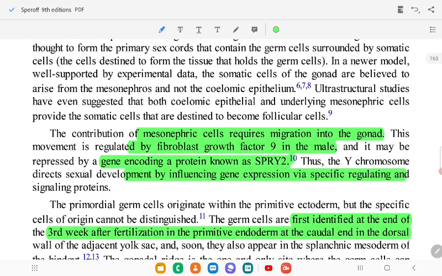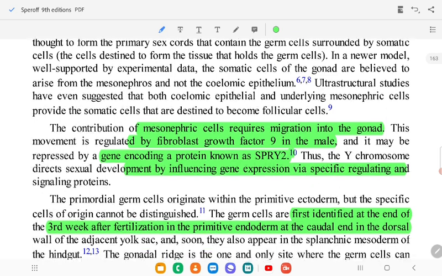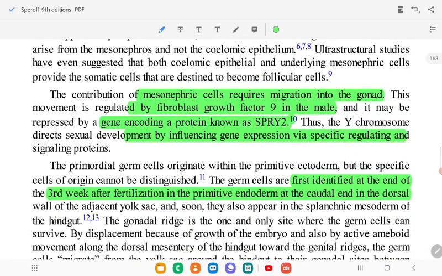Thus, the Y chromosome directs sexual development by influencing gene expression through specific regulating and signaling proteins. So the Y chromosome is very, very important. If the Y chromosome is absent, the gonad will follow the default sex, which is always female, so that will develop female gonads. If the Y chromosome is there, it will replace this FGF9, so that migration will not happen, with the help of SPRY2 protein.